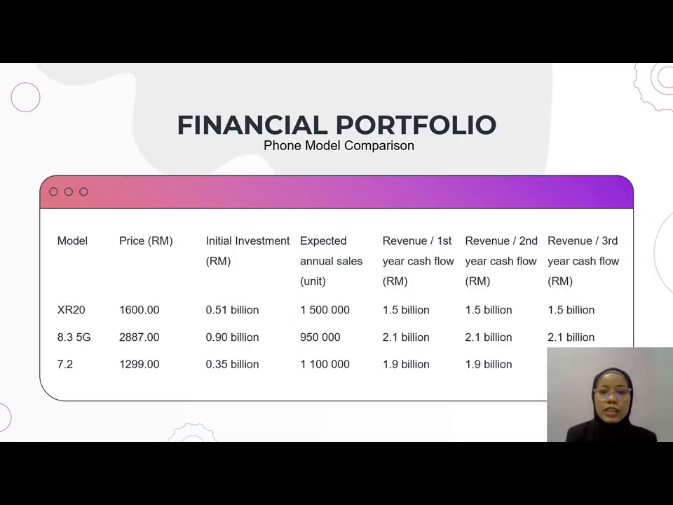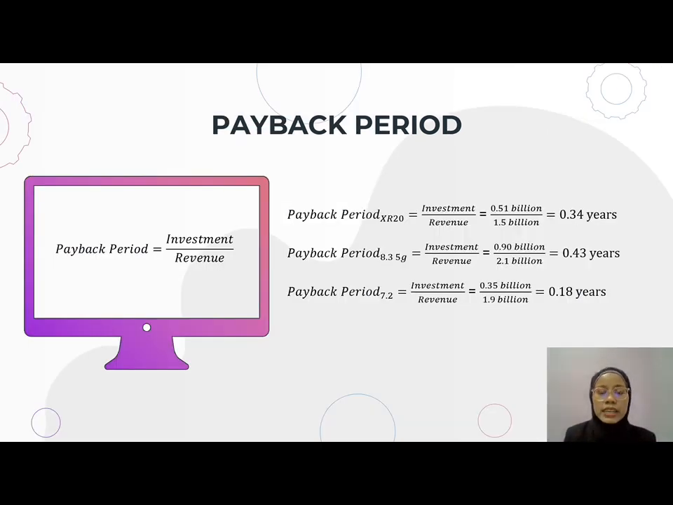First, the financial portfolio. So in this table, you can see the comparisons of phone model in terms of price, initial investment, expected annual sales, and revenue for 3 years. Next, the payback periods. So in this slide, I show you the formula and also the calculation for the payback period for each model. So why do we calculate the payback period? It is because we want to know how long it takes for us to pay off the initial investments.